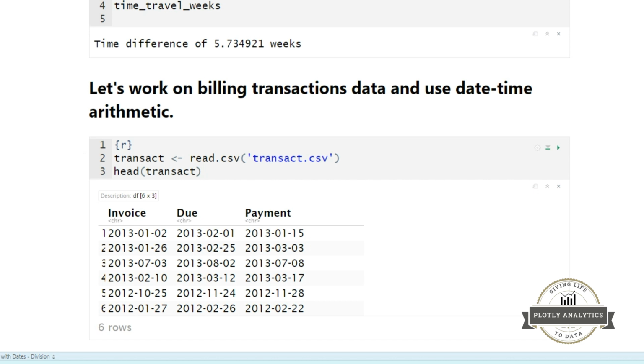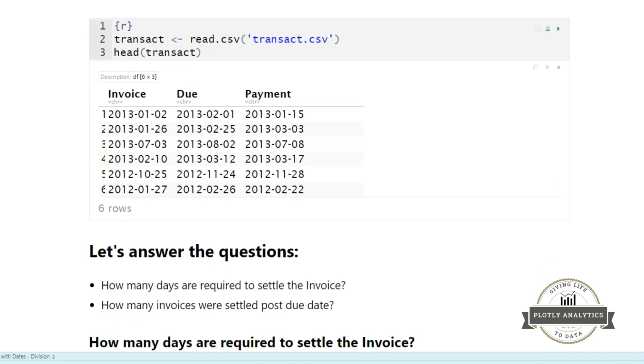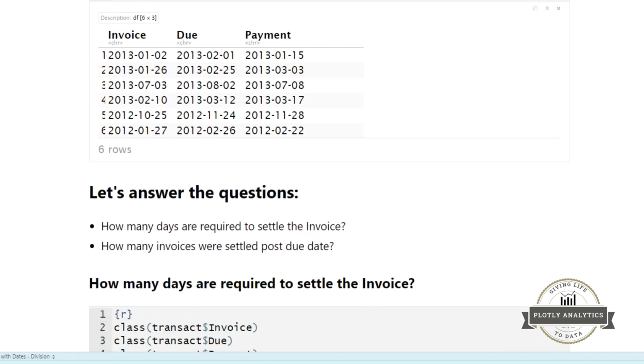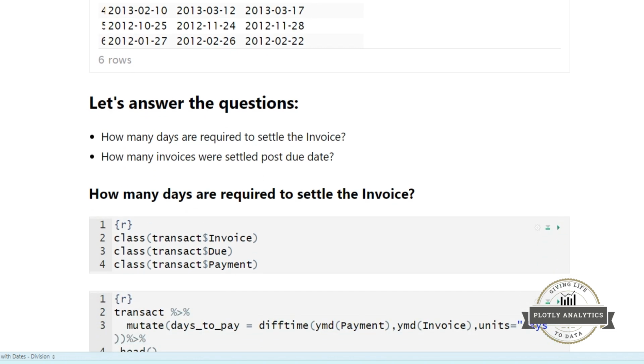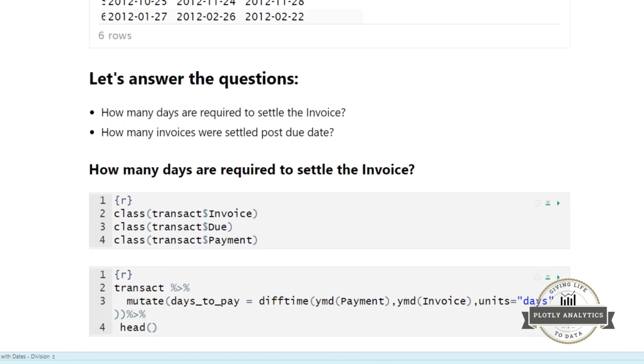Now, using these three dates, we will try to find out how many days are required to settle the invoice and how many invoices were settled post due date. So again, we will have to use subtraction here. We will have to subtract invoice date from the payment date to find out the number of days required to settle the invoice. Again, we will use the difftime function.